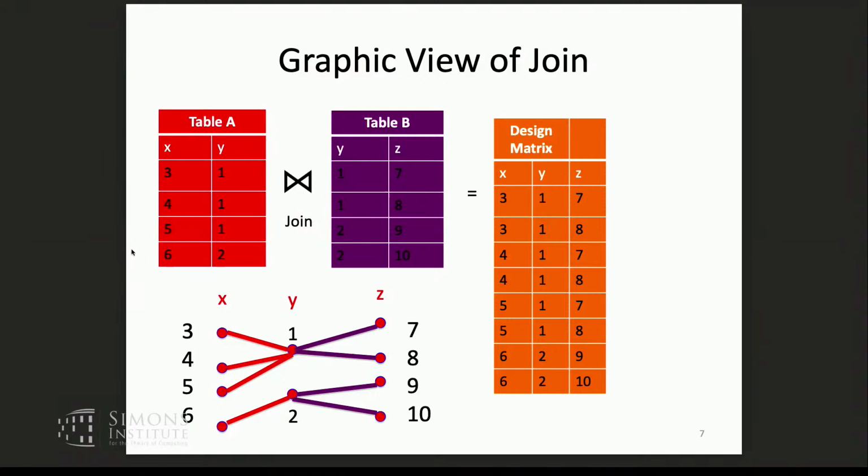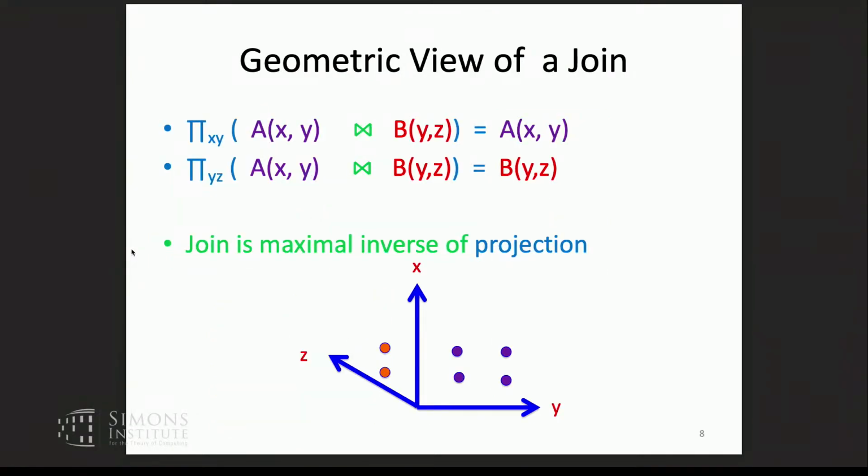Another way of thinking about what a join is, and the way that I like, is geometrically. You can think about the join as points in some higher dimensional space. If I take the join of A(X,Y) and B(Y,Z) and then project back to XY, I get exactly my original table A(X,Y). And if I join A(X,Y) with B(Y,Z) and project down to the plane YZ, I get back my original table B(Y,Z). So one way to think about this is that these are points that are stored by their projections into lower dimensional spaces.